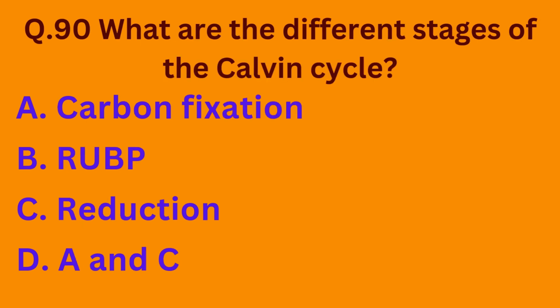Our next question is, what are the different stages of the Kelvin cycle? Option A, carbon fixation. Option B, RUBP. Option C, reduction. And option D, A and C. The correct option is option D. Carbon fixation and reduction are the stages of Kelvin cycle.